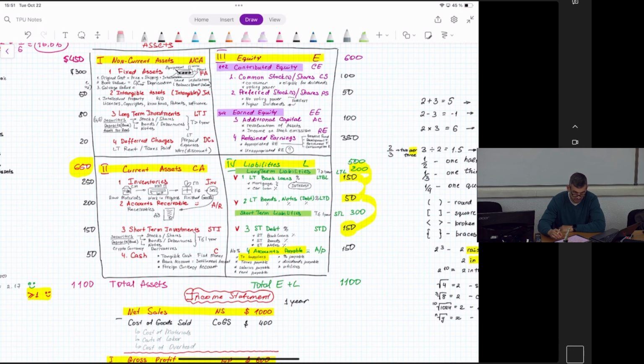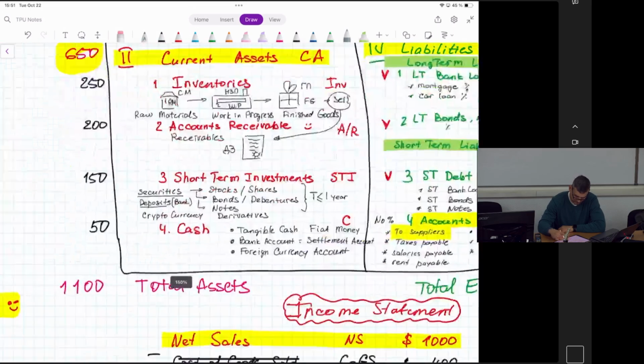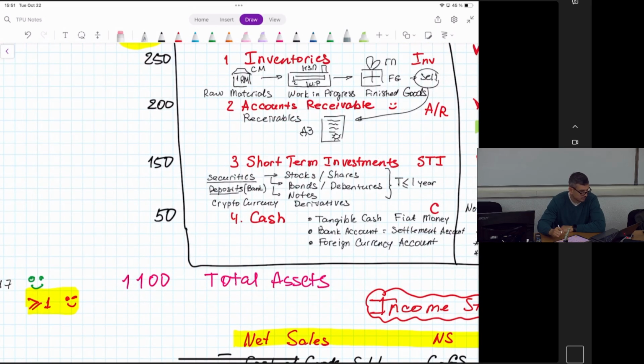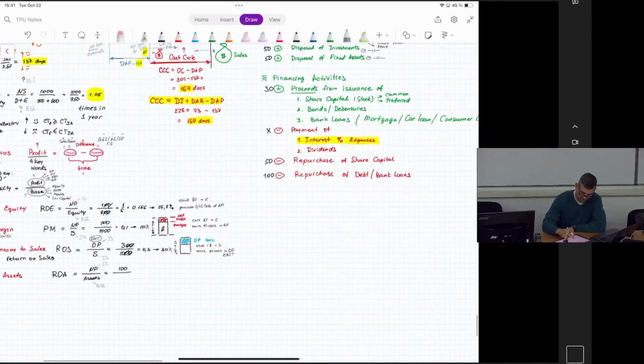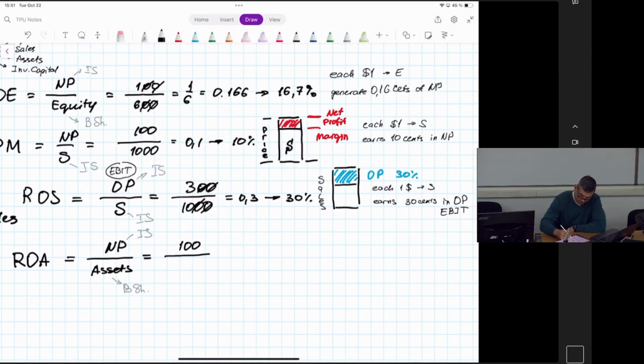Can you see the total assets? Now you see, right? It's 1,100. Remember the math that we talked about. So 1,100, this crosses out. Now I need help. 1 by 11. 0.91 or 9.1%. Okay?